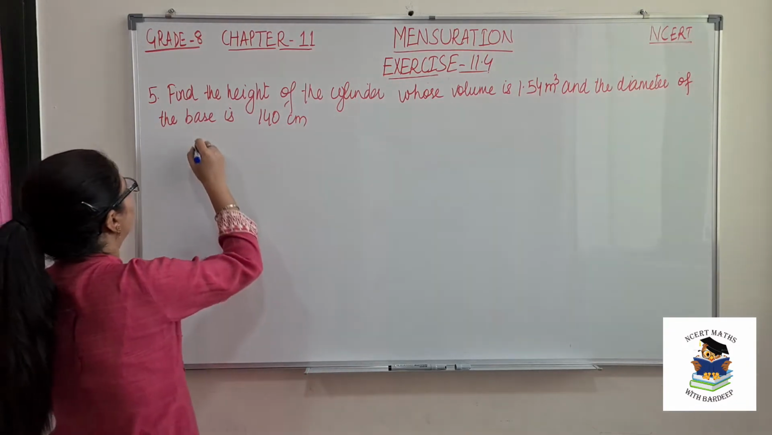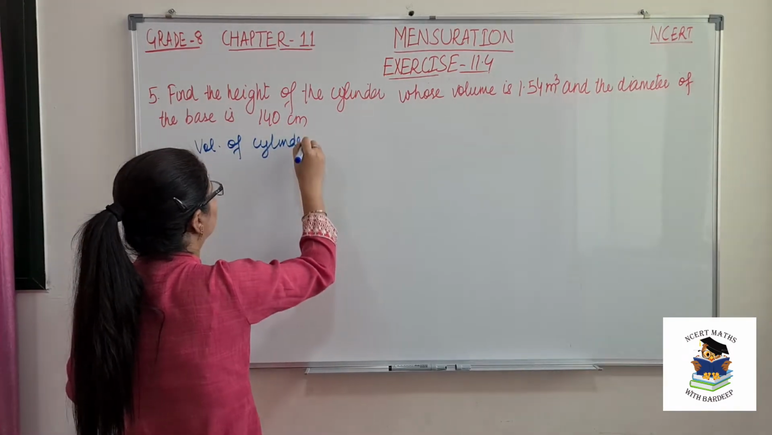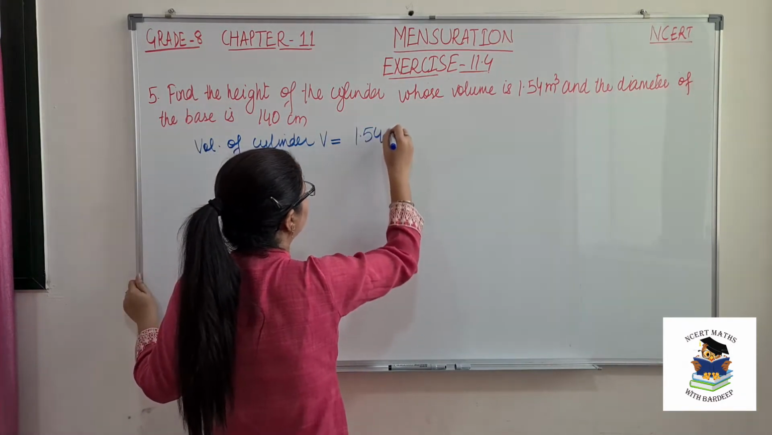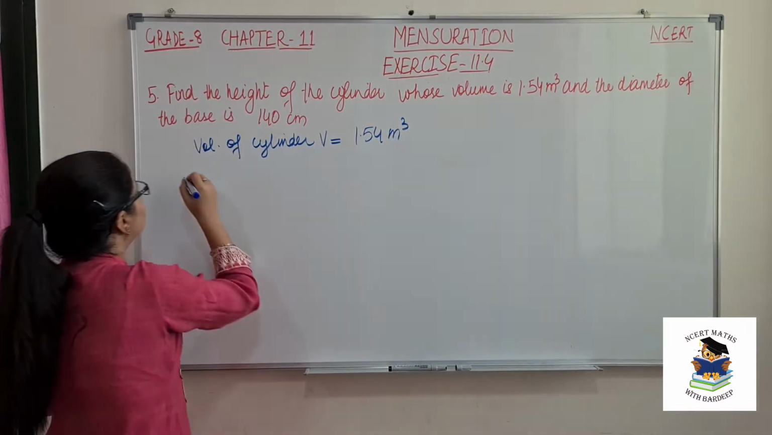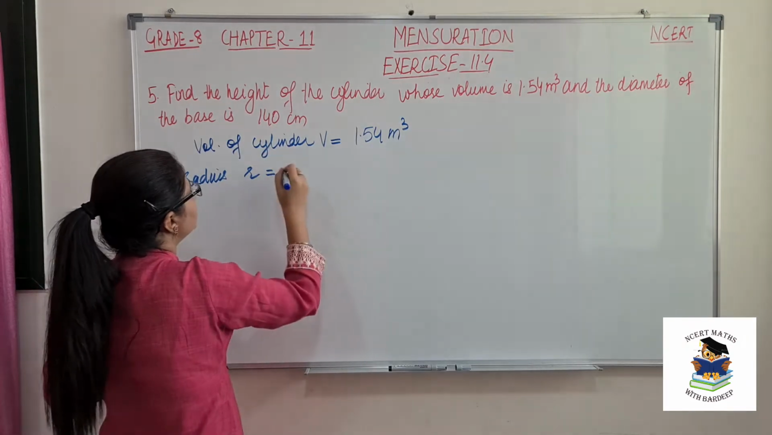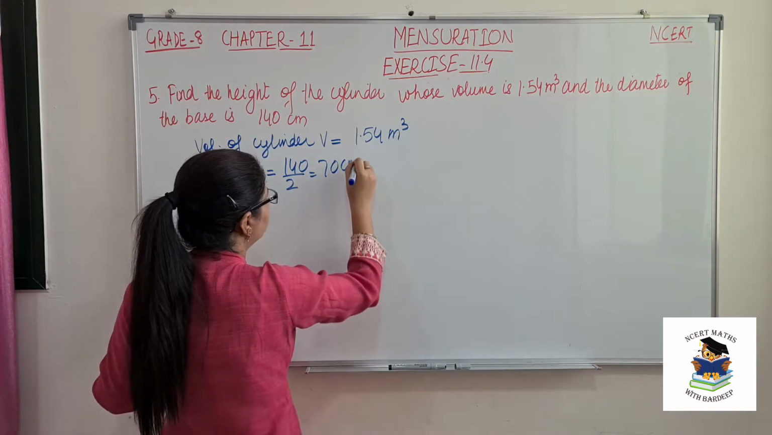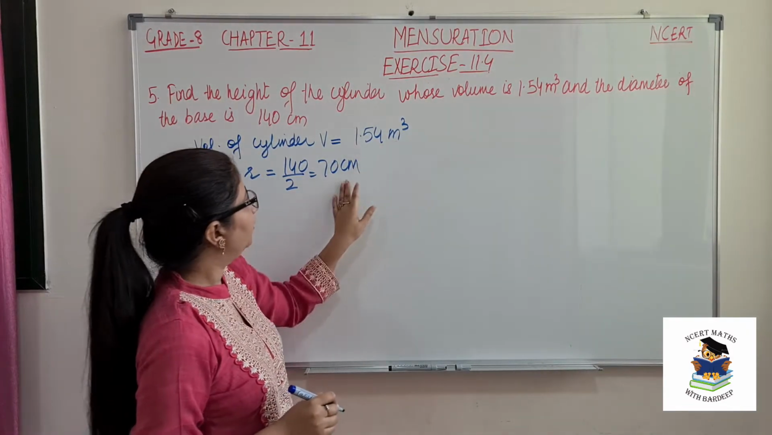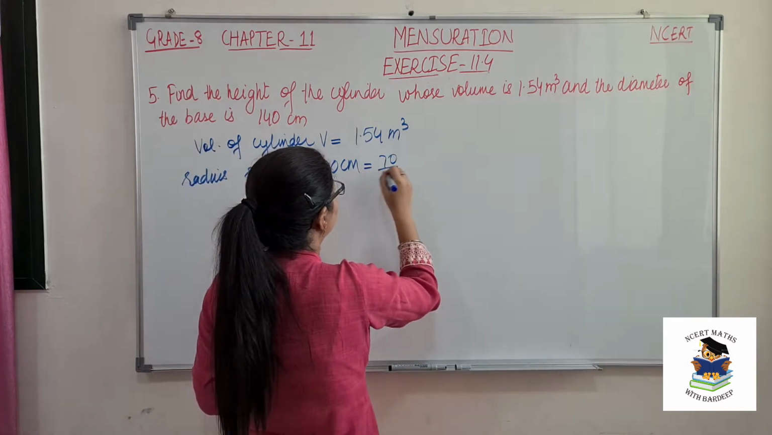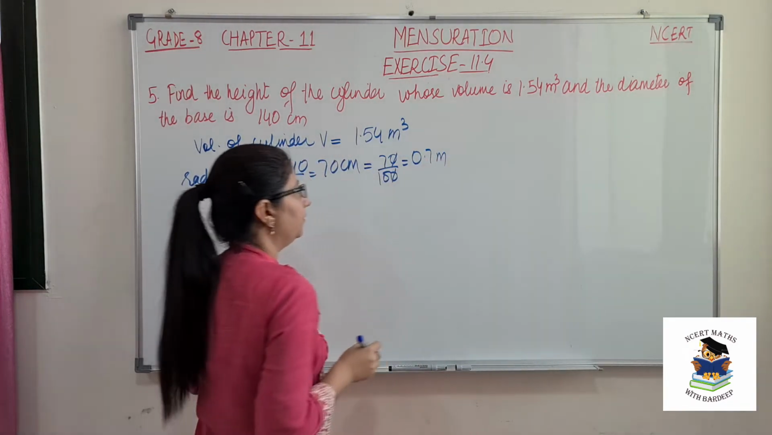So let's write volume of cylinder V is equal to 1.54 meter cube. And what is radius? This is diameter 140 by 2, that is 70 centimeter. But see here we have different units. So first we will convert this into meters to make it same. So we have 0.7 meter.